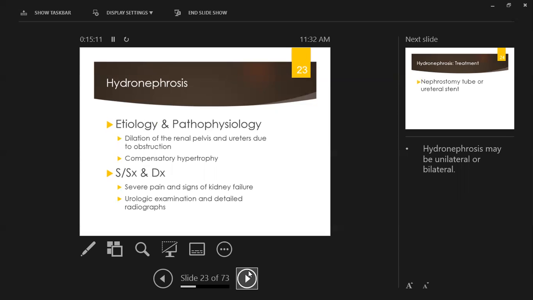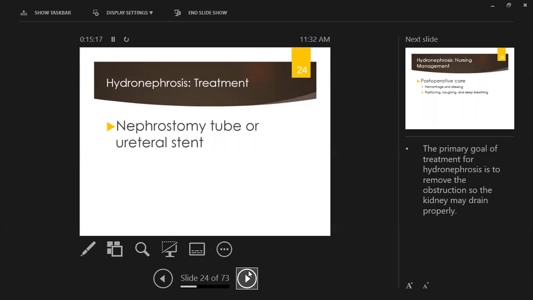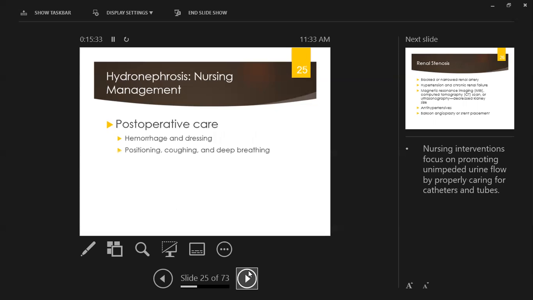There may be severe pain and signs of kidney failure with hydronephrosis. Urologic exam and detailed radiographs will help us to diagnose it. So they'll put in a nephrostomy tube or a ureteral stent to drain the fluid off of the kidney. The primary goal is to remove the obstruction so the kidney may drain properly, though. So we may end up going in and doing a stone removal or some kind of lithotripsy to remove the stone.